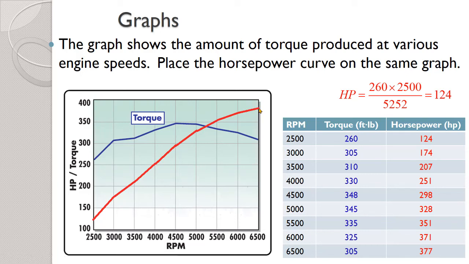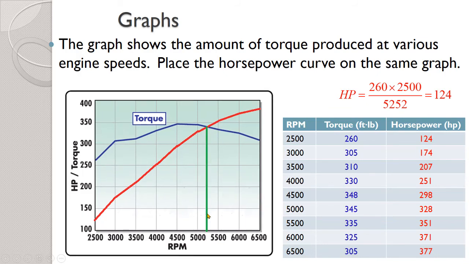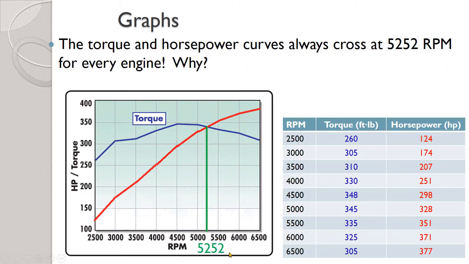But here's the thing I want to draw your attention to. Right here, these two curves cross. Torque is on its way down, horsepower is still on its way up. What RPM is that? It looks like it's somewhere between 5000 and 5500 RPM, right about there at that green line. Well, what engine speed is that? Well, it's 5252. The torque and horsepower curves always cross at 5252 RPM. That's for every single engine on the planet.